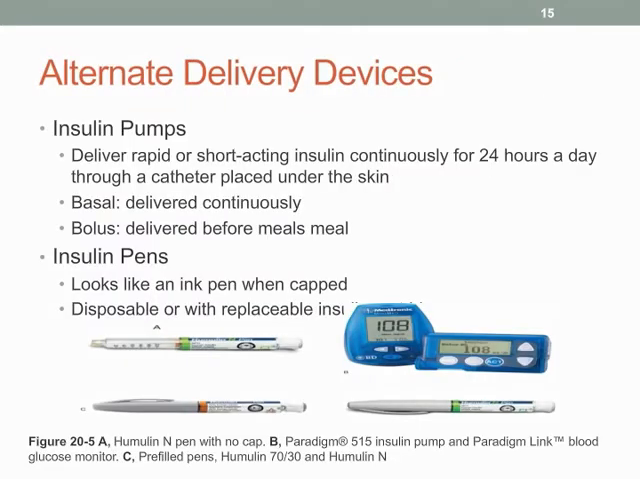Alternative delivery devices for insulin are listed here on this slide. You'll see there's two. We have the insulin pump. This is for a continuous 24-hour-a-day delivery of insulin via a small needle placed under the skin, and the insulin is delivered through a small catheter. And the patient can actually bolus themselves before meals. So they'll have a continuous delivery, and then prior to meals, when they check their blood sugar, if they decide that they need to have a little bit more insulin, they can dial in a little bit more with their pump and give themselves what we call a bolus.